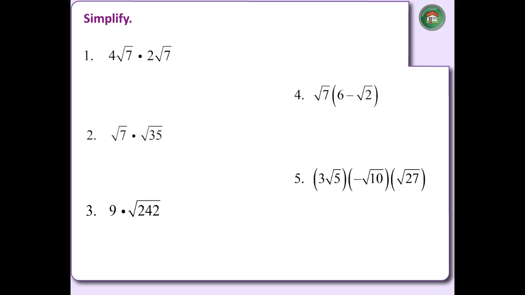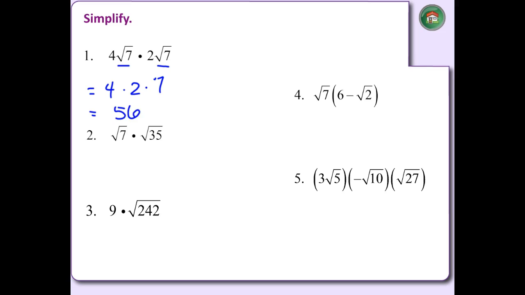Well, did you notice that both of my radicals are the same? The square root of 7 times the square root of 7 takes it out of the house. So this really means I have 4 times 2 times 7. What's 8 times 7? Everybody says 56.